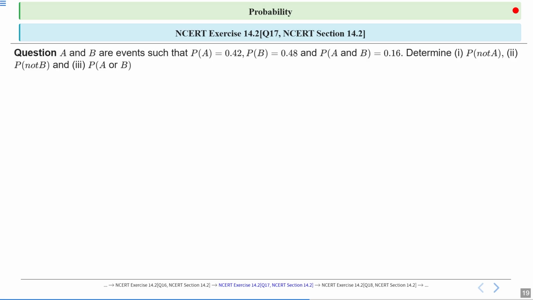Clear? So students, first of all try yourself. You have 40 seconds to try to solve this question, and then we will provide the solution.